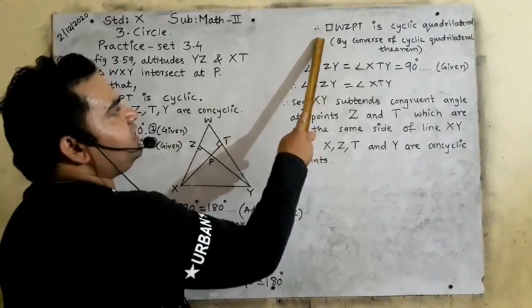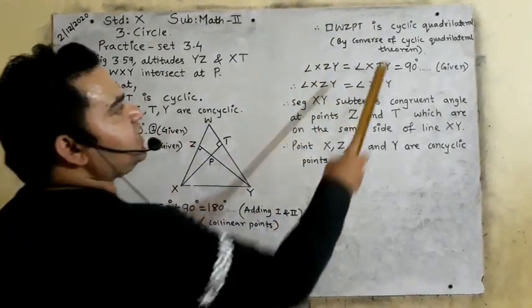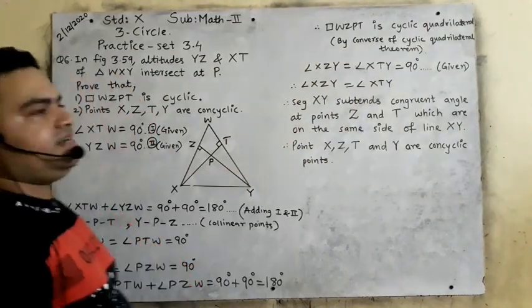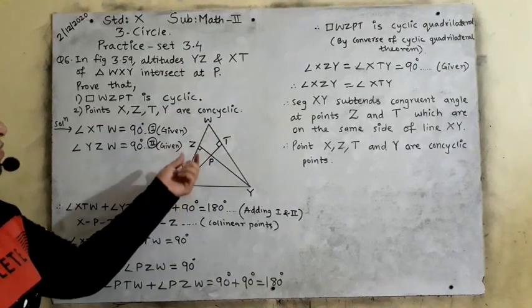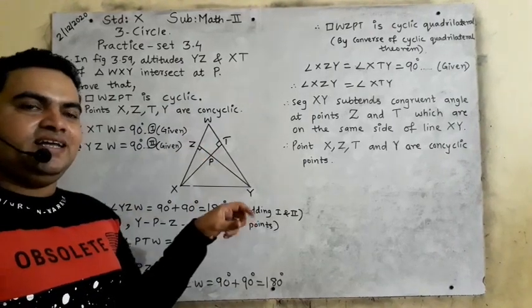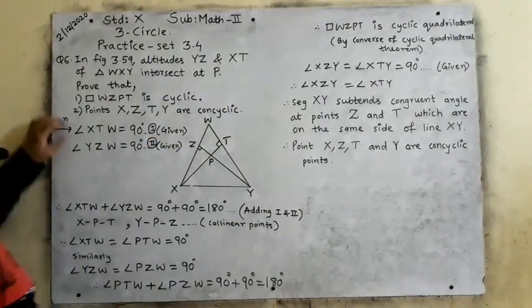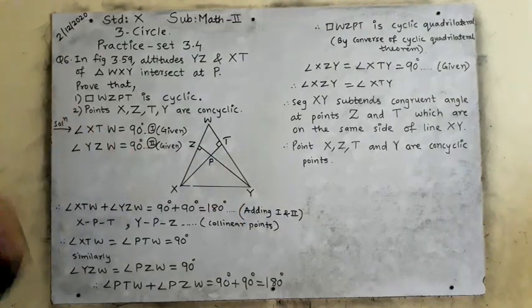Therefore quadrilateral WZPT, this WZPT, is a cyclic quadrilateral. How? By the converse of the cyclic quadrilateral theorem, because the sum of the opposite angles was 180 degrees, therefore it is a cyclic quadrilateral. Now we will prove the second point. We have to prove XZTW is concyclic.